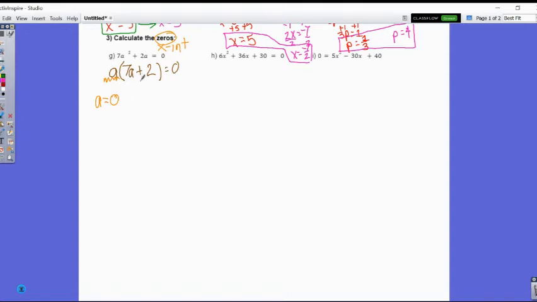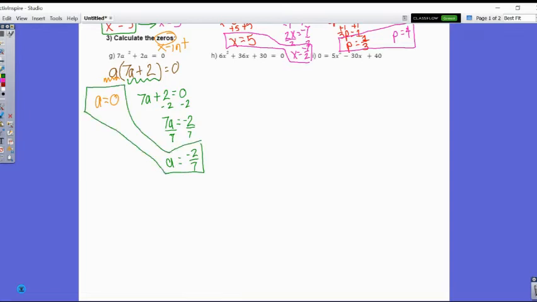And the second part, look at that. My 7a minus 2. Excuse me, that's 7a plus 2. I misspoke. 7a plus 2 is equal to 0. Solve this for a. Subtract 2 from both sides. So 7a equals negative 2. Divide by the coefficient 7 on both sides. a equals negative 2 over 7. There you go. 2 solutions, 2 zeros. One happening at 0, one happening at negative 2 over 7.